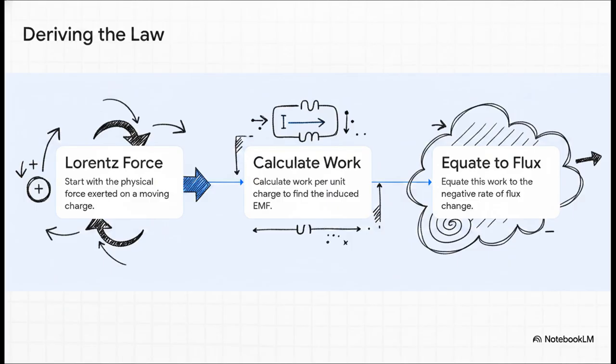It actually builds up step by step from some very basic physics. Step 1, we start with the Lorentz force, which is just the physical force exerted on a moving charge in a magnetic field. Step 2, we calculate the work done per unit charge by taking a line integral all the way around the circuit, which gives us our EMF. And step 3, when you trace the geometry of that moving wire, you can mathematically equate this exact work to the negative rate of change of the magnetic flux. It is just this clean, incredibly elegant derivation that shows exactly how the physical force on a charge translates straight into Faraday's mathematical law. And we don't even have to get completely bogged down in dense calculus to see it.